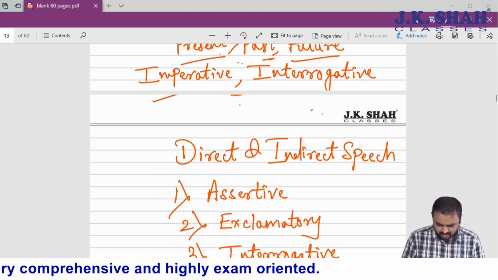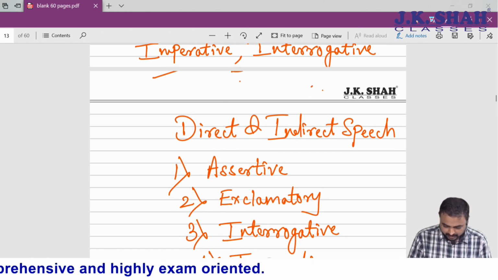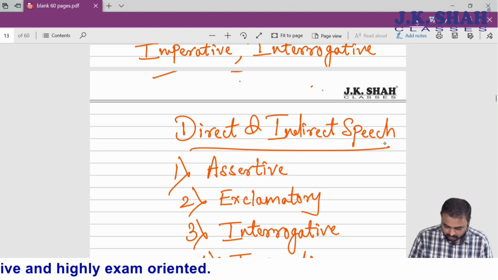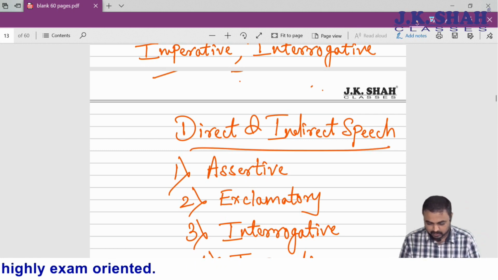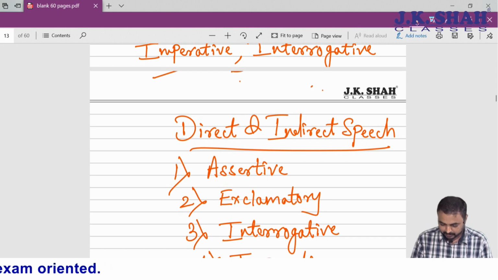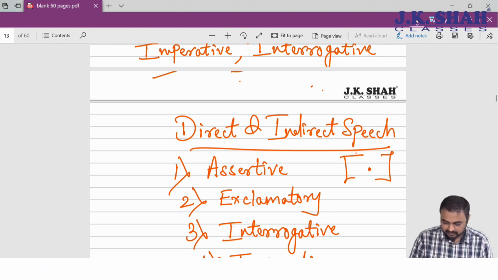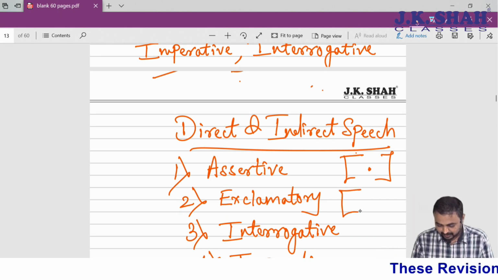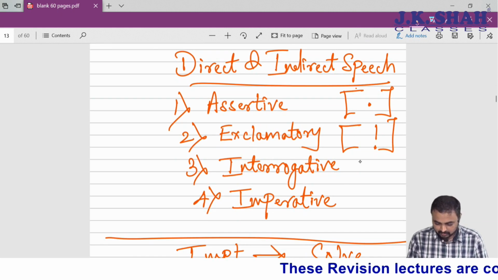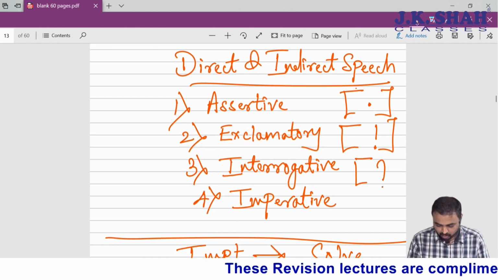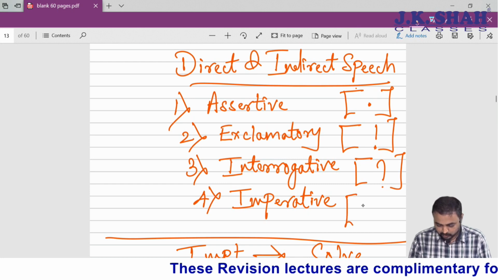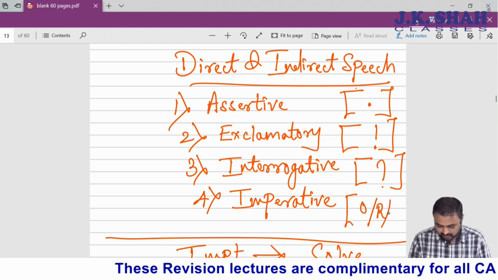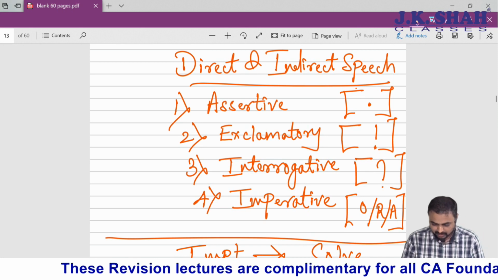If we speak about direct and indirect speech, the question can come in four types. One, an assertive sentence. An assertive sentence is nothing but a simple sentence ending with a full stop. Second is an exclamatory sentence having an exclamatory mark. Third, an interrogative sentence having a question mark. Fourth, an imperative sentence, where the sentence is again in the form of order, request and advice.